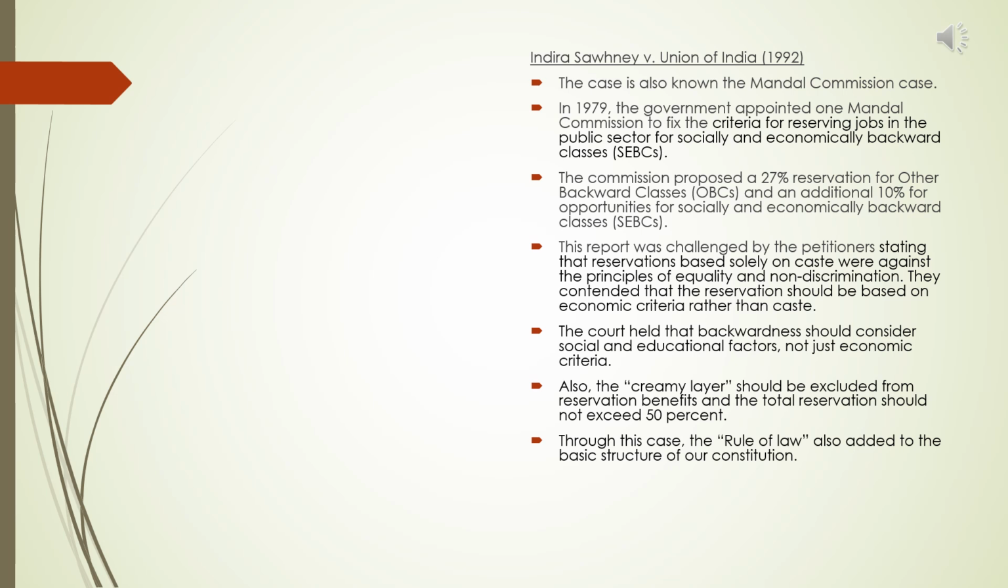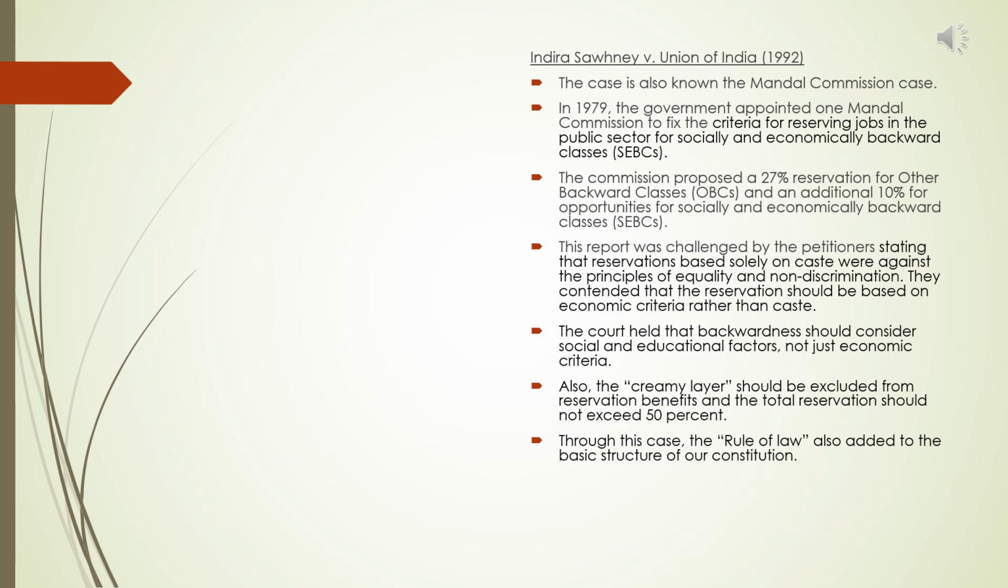And what was the proposal of this commission? The commission proposed 27% of reservation for other backward classes and an additional 10% of reservation for socially and economically backward classes. And in this case, the petitioner challenged the commission report, and the contention of the petitioners was that the reservation based solely on caste is against the principle of equality and non-discrimination. So their prayer was that reservation should consider the economic criteria rather than caste.